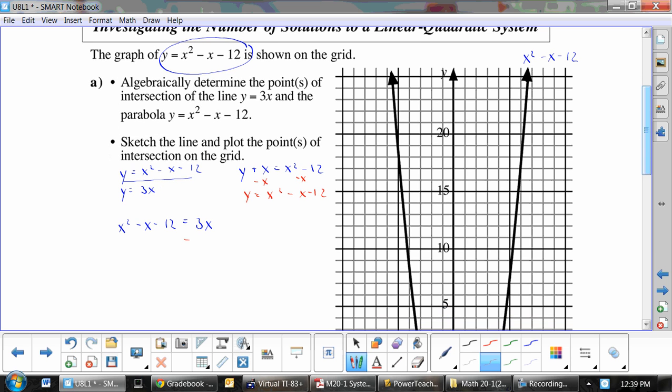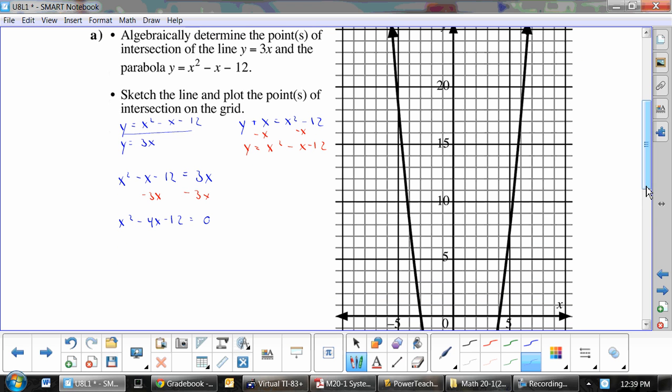Okay? So we'll just solve this like we've been doing all along. So we get x squared minus 4x minus 12 is equal to 0. And we want to find our factors, which we know is x minus 6 and x plus 2. And then we just want to find what our x is actually equal. So we know that x is equal to 6 and -2.